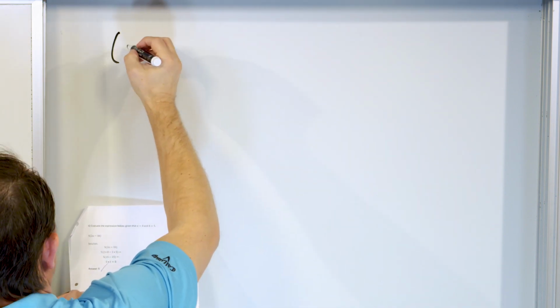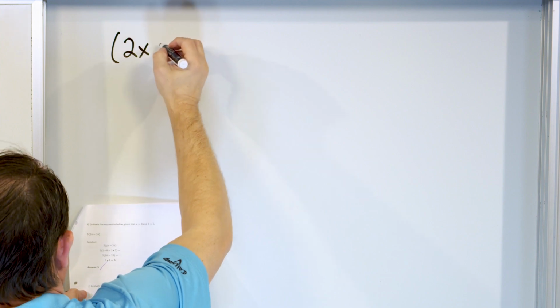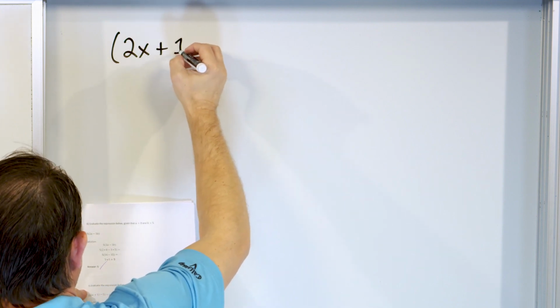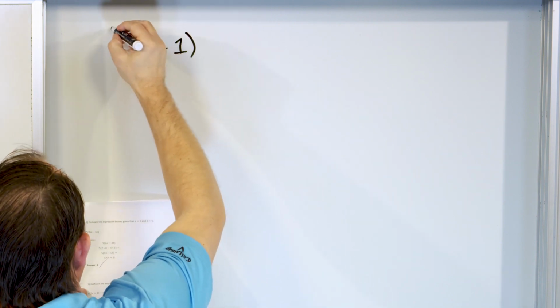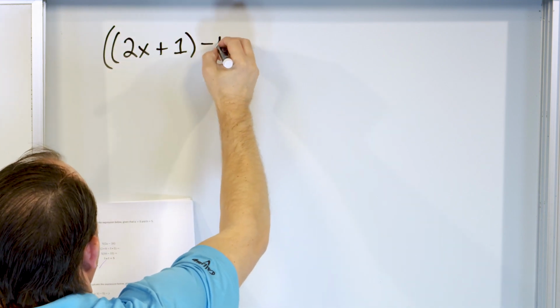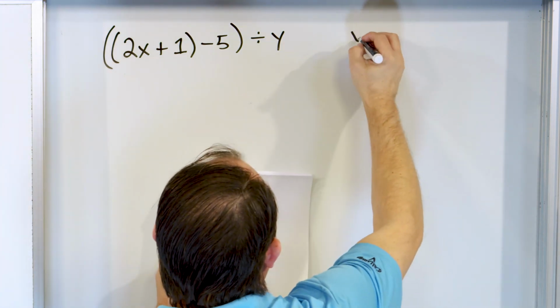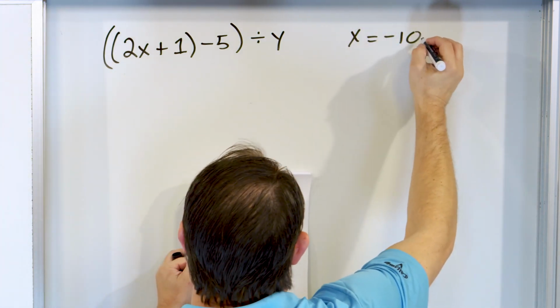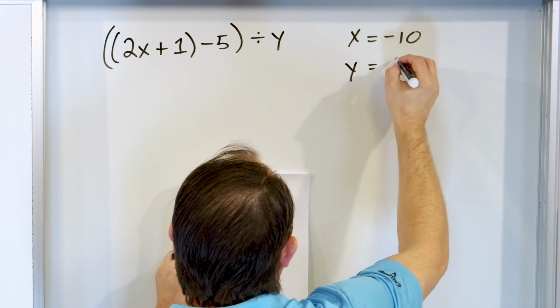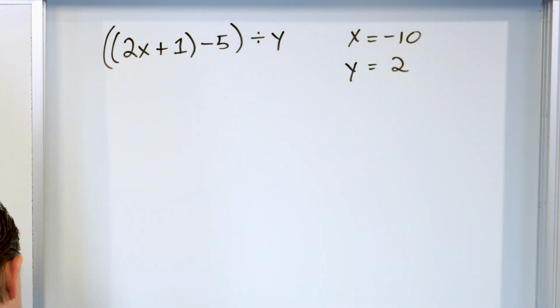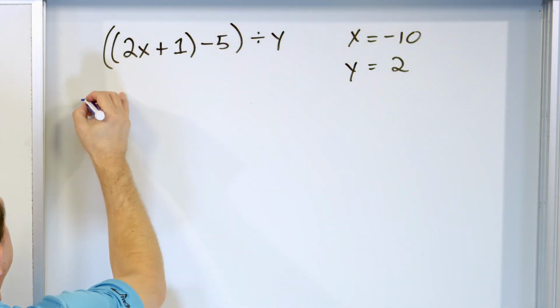Let's take a look at 2x plus 1. Close this parentheses, and need another one on the outside, and then minus 5. And then we're going to close that one, and we'll divide by y. And I'm going to give you that x is negative 10, and I'm also going to give you that y is positive 2. So we need to put both of those in their location.